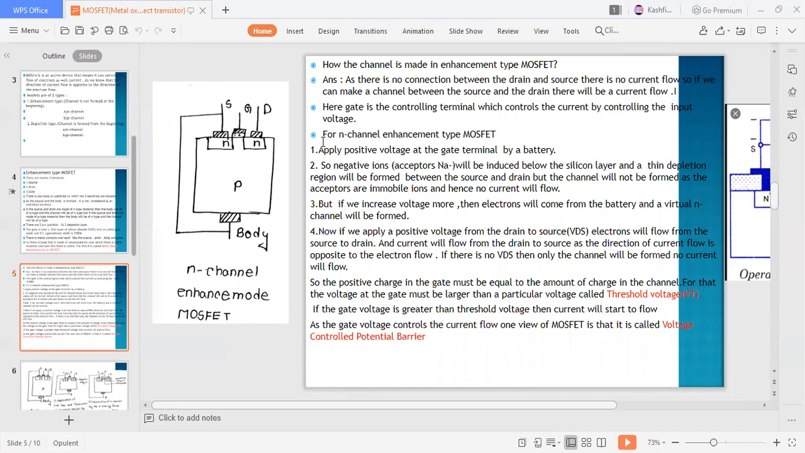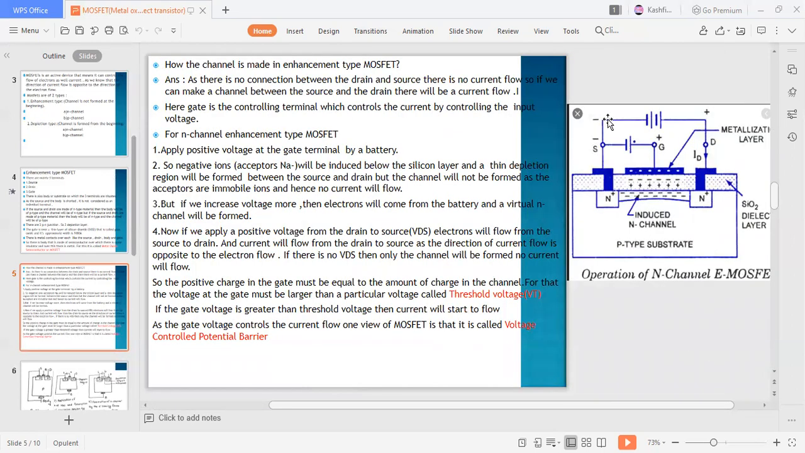For N-channel enhancement type MOSFET, at first apply positive voltage at the gate terminal by a battery. So at first we have to apply positive voltage VGS. So negative ions, acceptors Na, will be induced below the silicon layer and a thin depletion region will be formed between the source and the drain. But the channel will not be formed as the acceptors are immobile ions and hence no current will flow. But if we increase the voltage more, then electrons will come from the battery and a virtual N channel will be formed.